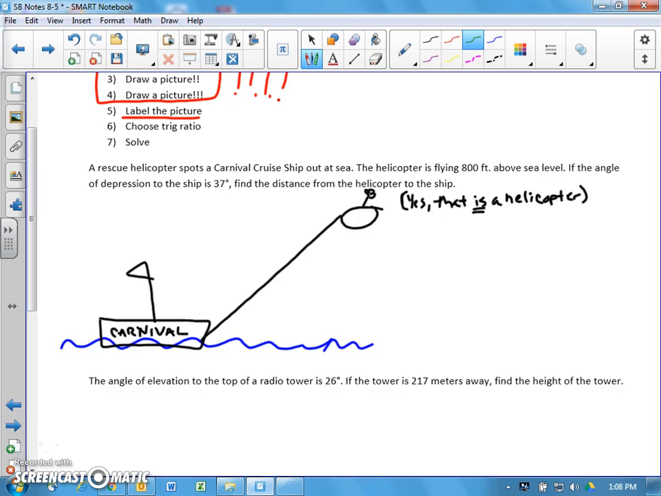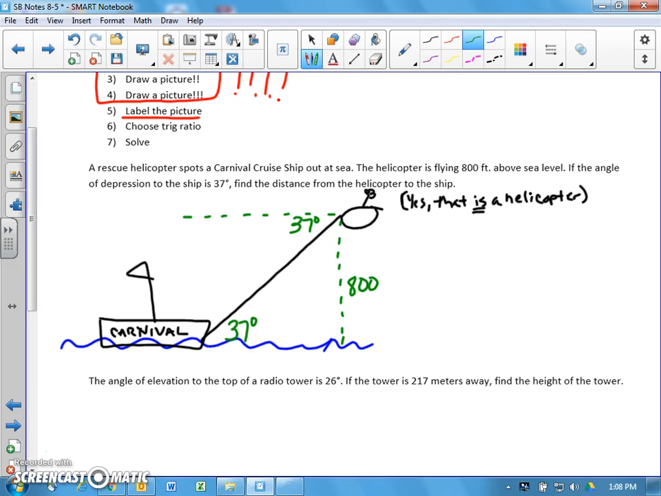All right, here's my artistic rendering of the situation. They also tell us that the angle of depression is 37 degrees. Remember that this is always from the horizontal. So this is 37 degrees. It also tells me that the helicopter is 800 feet above sea level. So this is 800. So if I want to use the triangle that's showing up here, then I'm just going to use alternate interior angles to move that 37 degrees to being an angle of elevation. The problem asks for the distance from the helicopter to the ship.